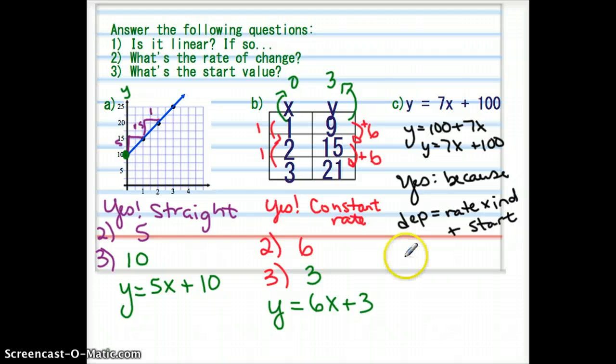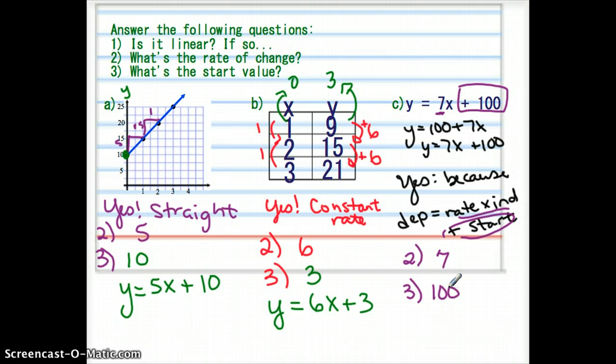Okay, and then problem 2. What's the rate? Well, the rate is what's multiplying the independent variable. So it looks here that my rate is 7. And then 3, what's my start value? Well, the number that's being added on at the end is a positive 100. So my start is 100.